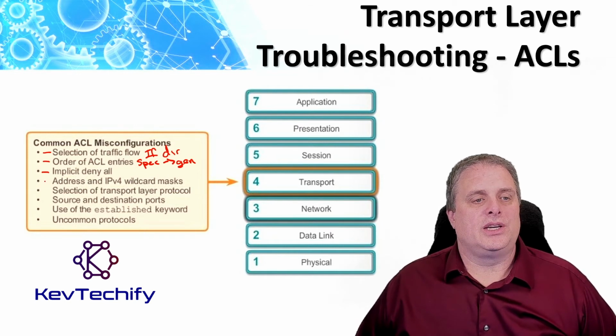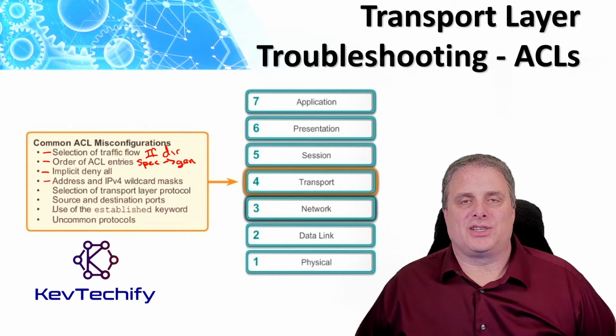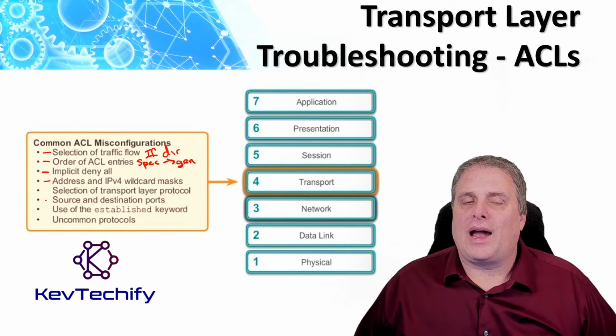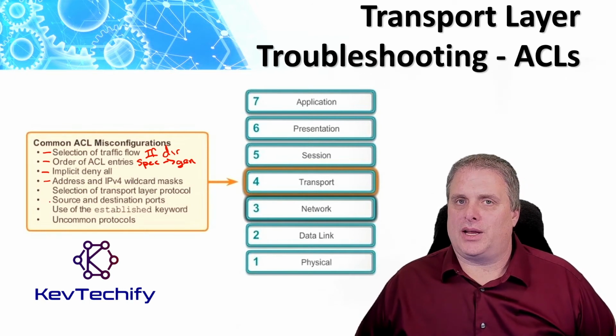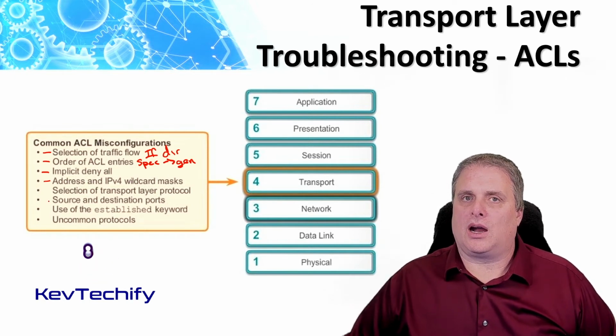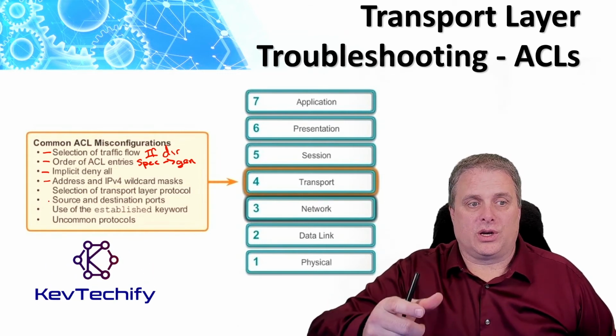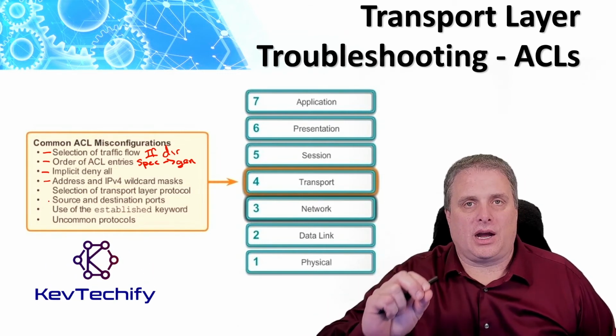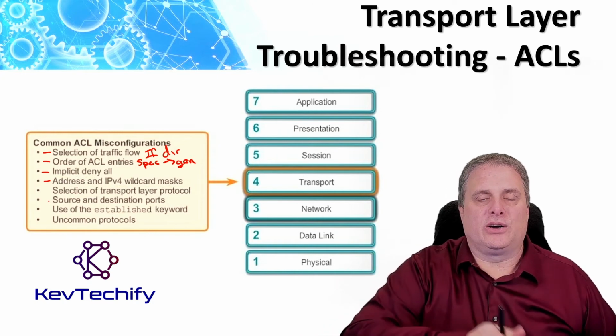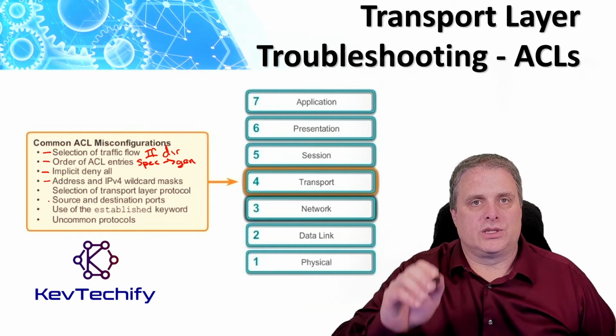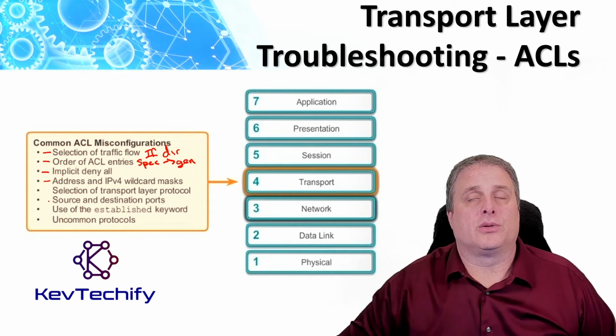When you are using your IP version 4 addresses, make sure you're using a wildcard, not the subnet mask. Subnet mask and wildcards are basically the opposites of each other. Ones are zeros and zeros are ones. So make sure you're using the wildcard, which is usually zeros followed by ones. So like 0.0.0.255 would be a wildcard mask.